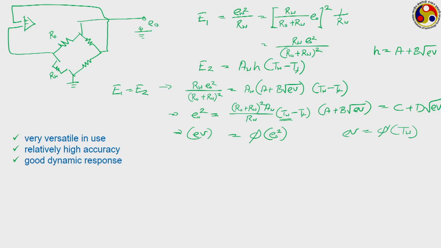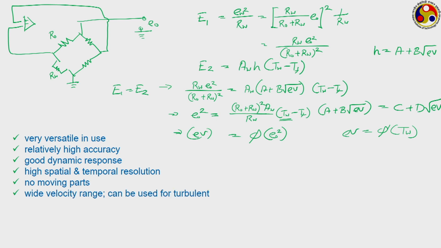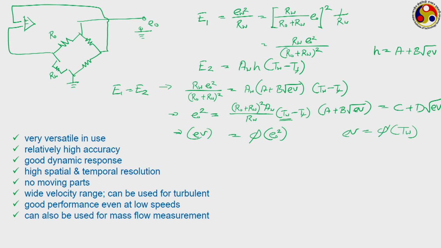Relatively high accuracy, very good dynamic response, so very suitable for transient measurement where there is a significant change in temperature or velocities quite frequently. High spatial and temporal resolution can be obtained. No moving part, just a simple wire or a film, and therefore very little maintenance requirement. Wide velocity range can be covered, starting from very low velocity of laminar flow to highly turbulent flow, we can easily cover by this one. Good performance even at low speeds also, just what I mentioned.